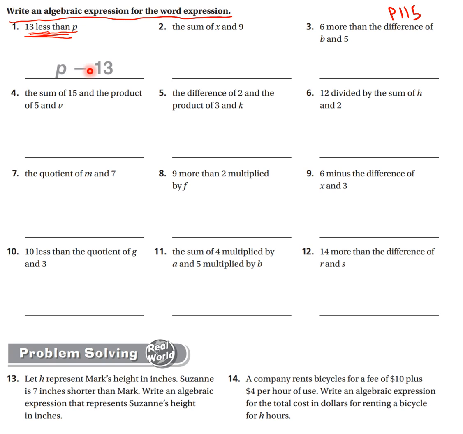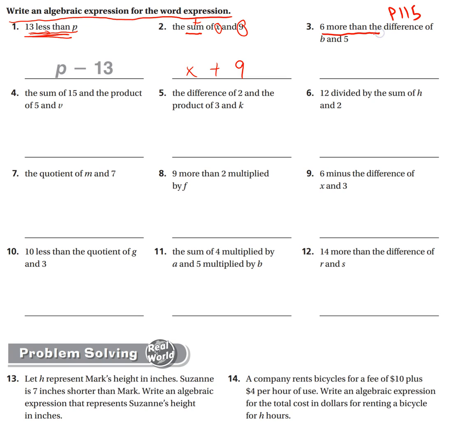Okay, number 2 says the sum, so I know I'm going to be using the plus sign, of what two things? Of x and 9. So I'm going to be adding x plus 9. And that's it. That's all you have to do. They're not asking you to solve here. Okay, let's go over another example.